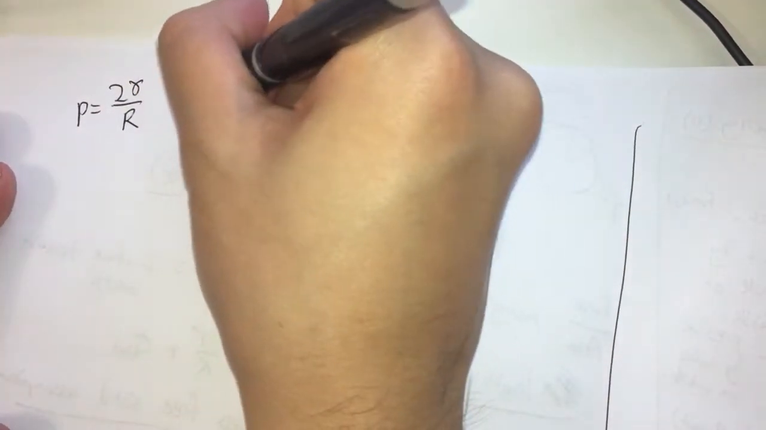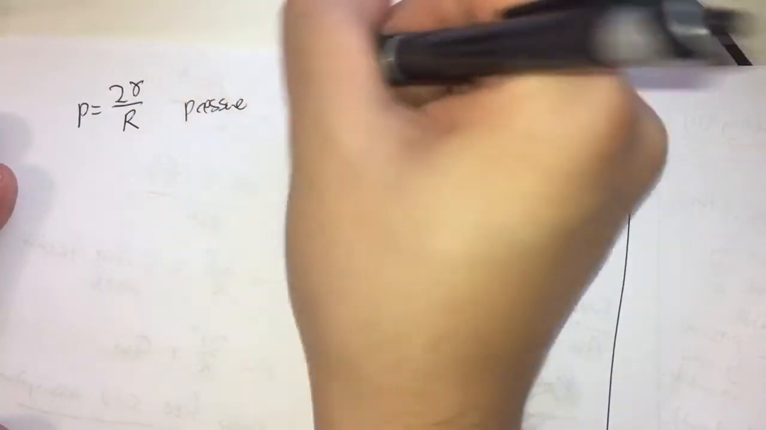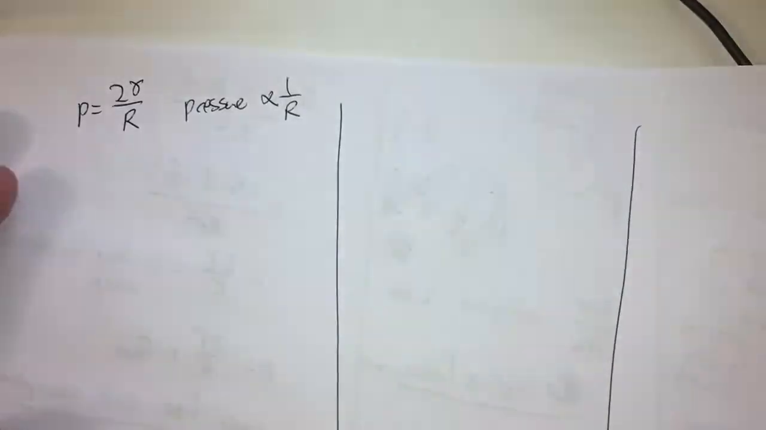So the other thing about this equation, you can see P equals 2 gamma over R. The pressure changes with 1 over R. So with a smaller bubble, the surface tension pressure that's holding the gas in is higher. So the bubbles actually become denser when they're smaller.